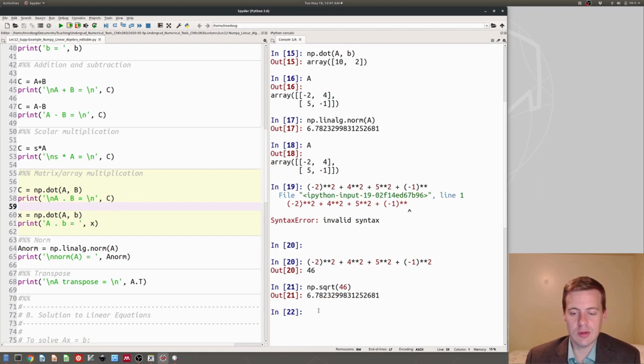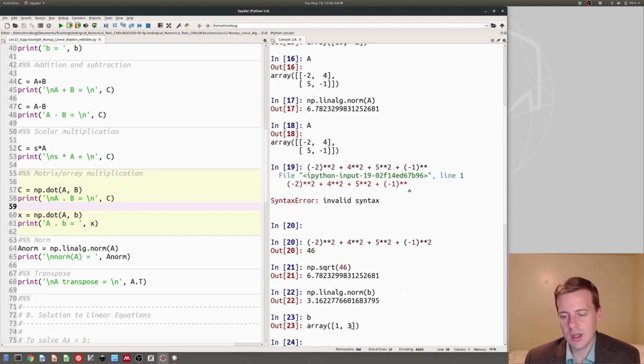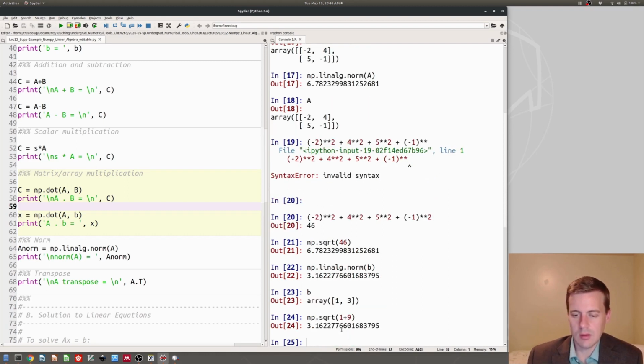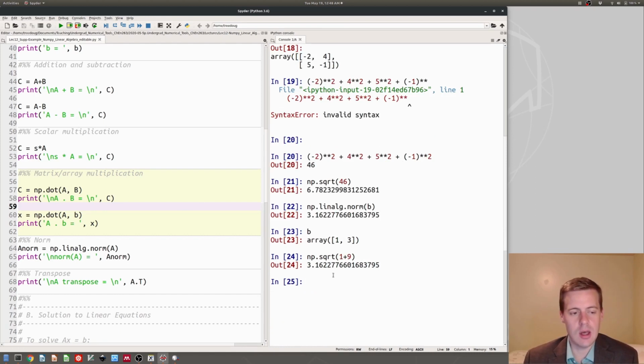And of course, I can also take the norm of a vector. So if I do np.linalg.norm of little b, that will also work. And notice there, that's just 1 plus 9, the square root of that, or the square root of 10, which is 2.16, right? So that's the norm function.